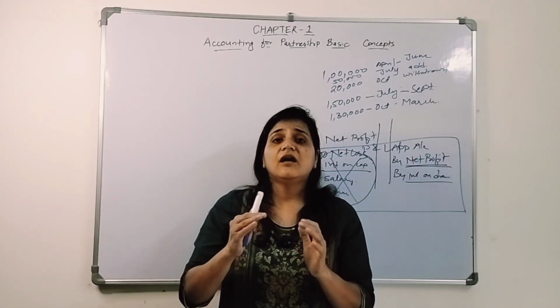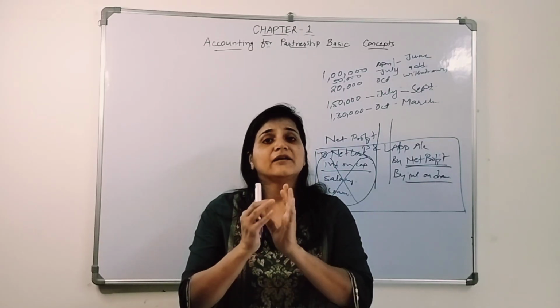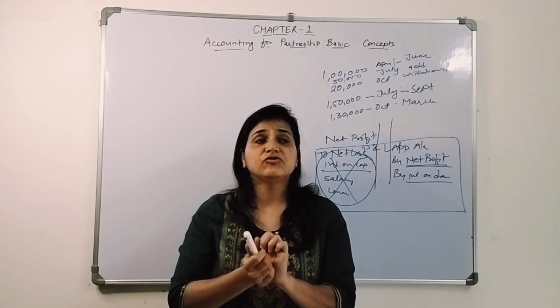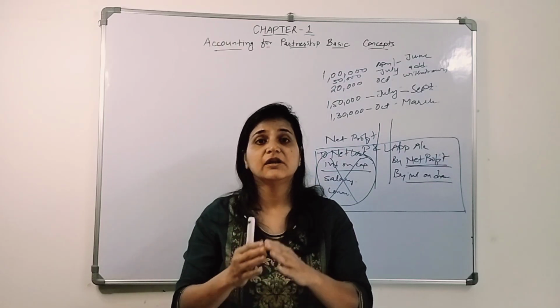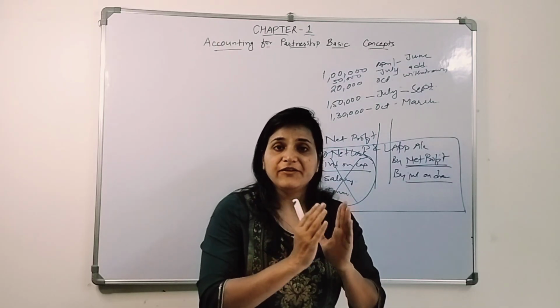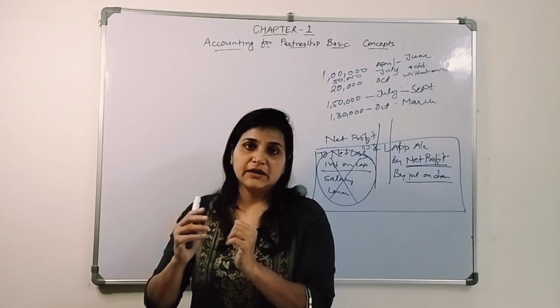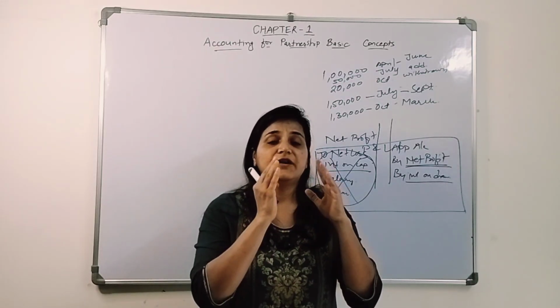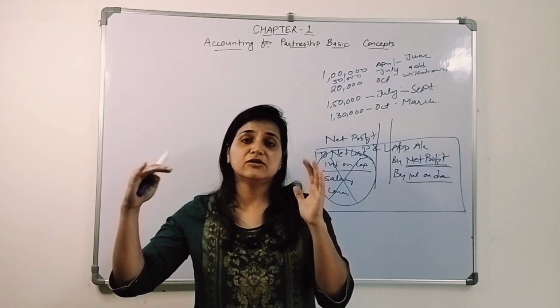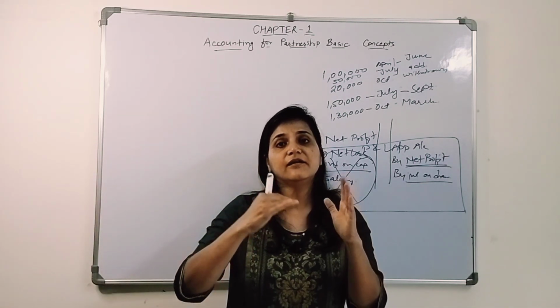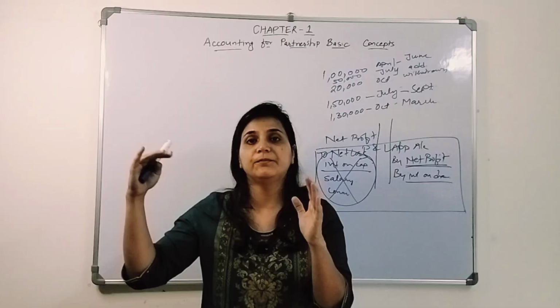But there are multiple withdrawals. Now, those multiple withdrawals could be at a regular interval or at an irregular interval. It could be a fixed amount or a varying amount. If it is a varying amount, a different amount is being withdrawn by the partner during the year at irregular intervals, at different points of time.